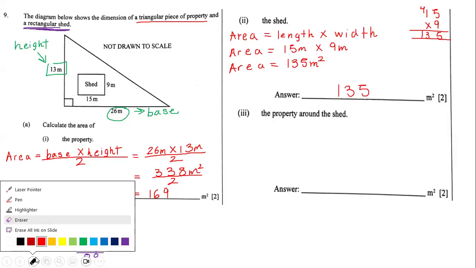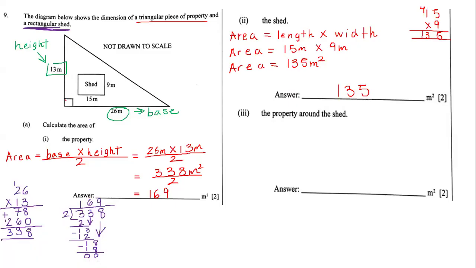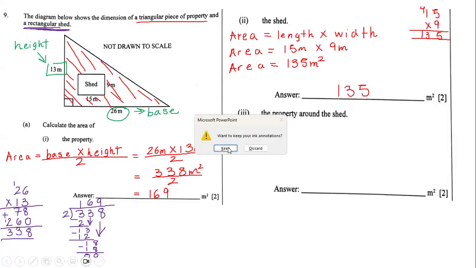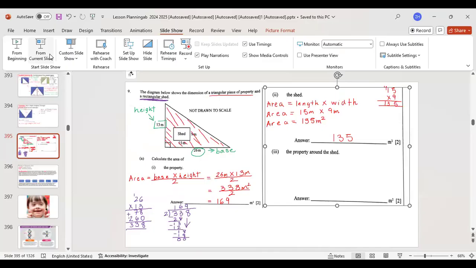Did anyone else subtract for this one? They say they want the area of the property around the shed. So they're referring to the area of what? The shaded region, right? That's what they want. So if we want the area of the property around the shed, we have to subtract.